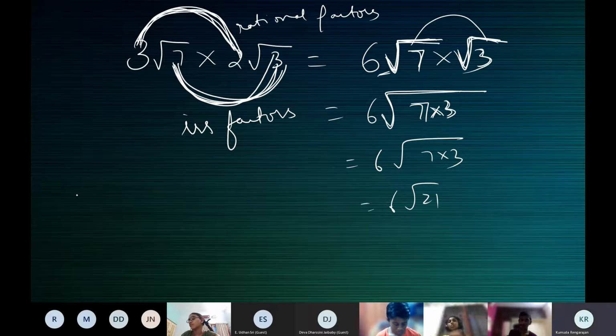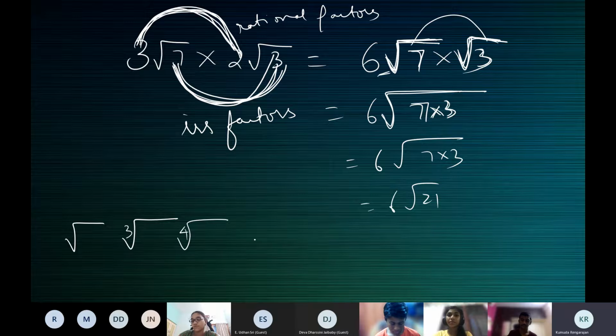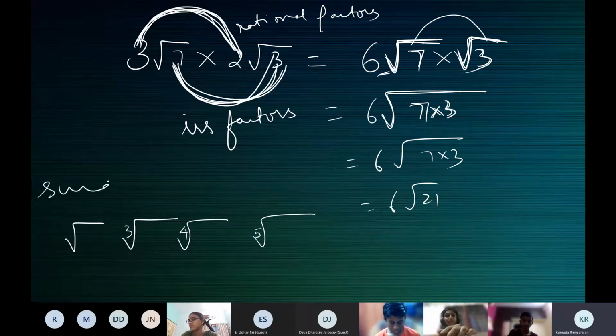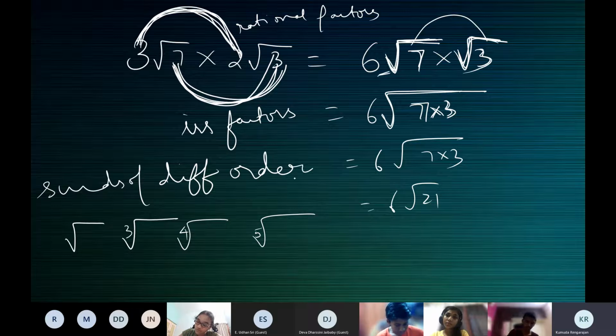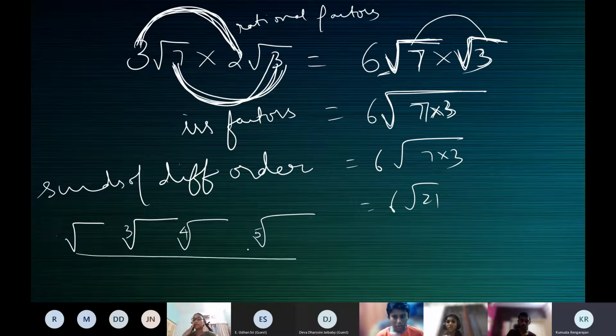So these are called surds of different order. Since I mentioned it, you might wonder why I am not saying more about that. Cube root, fourth root: these are surds of different order. How to multiply these, we are not learning now. We will be learning, but not now. You will see this later in the chapter. All these are surds of different order.